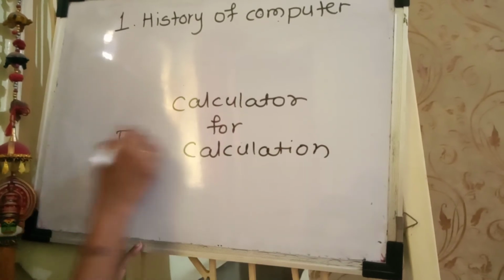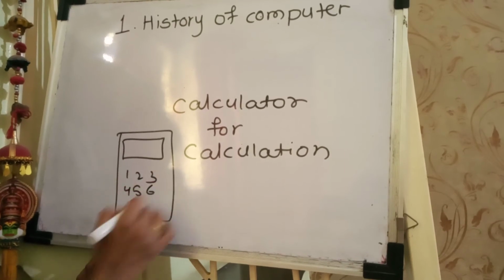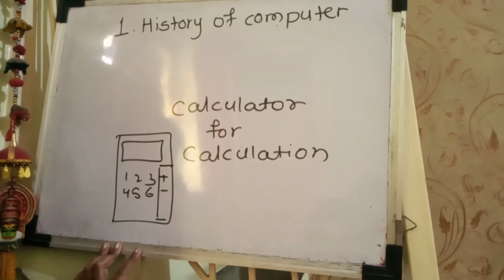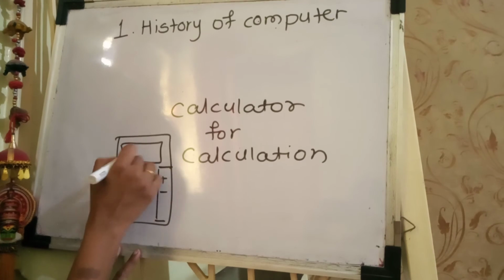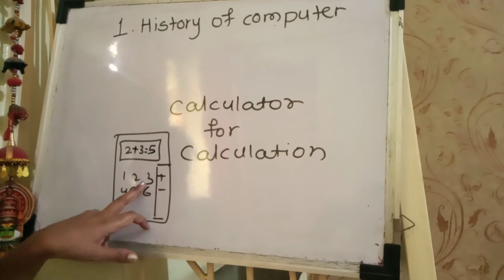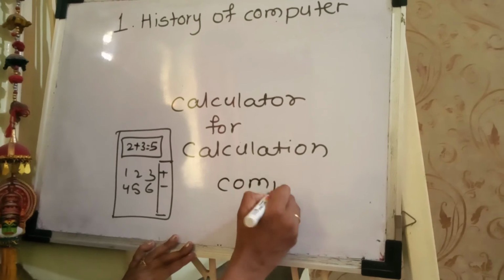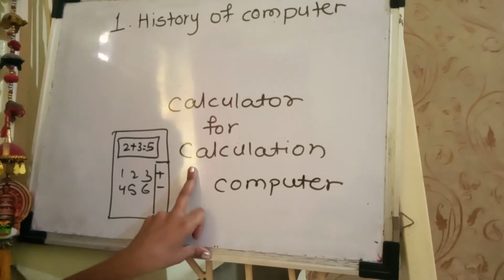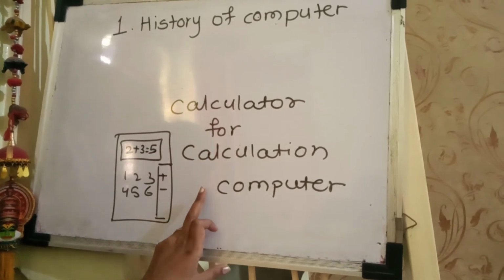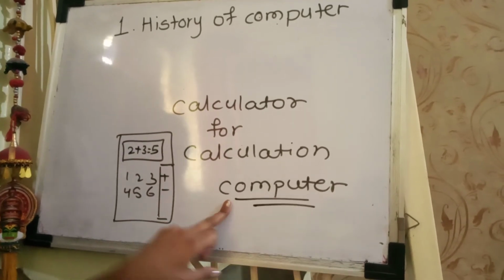Have you seen the calculator? In the calculator, the digits are given here. Here are some operations: plus, minus, multiplication. We press the digits and we get the result like this: 2 plus 3 is equal to 5. But now we are using the computer for calculation. In the computer also, one calculator is there where you can do the calculation. Now we'll see how this computer got invented.